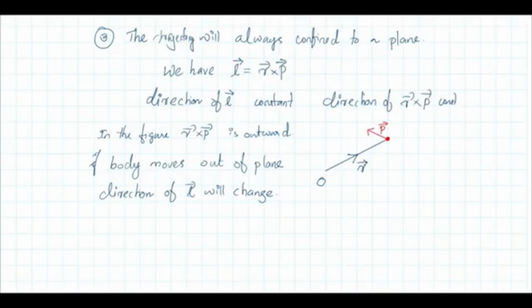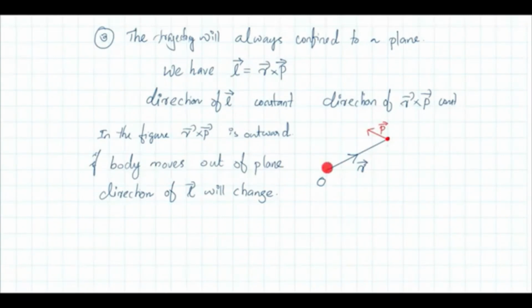Suppose you have a particle like this. This is the center of force and this is the position vector R. Suppose this is the momentum vector P. Then R cross P will be directed away from the plane of the board. The direction of the cross product will be perpendicular to the plane of the board and it is directed away from the plane of the board.